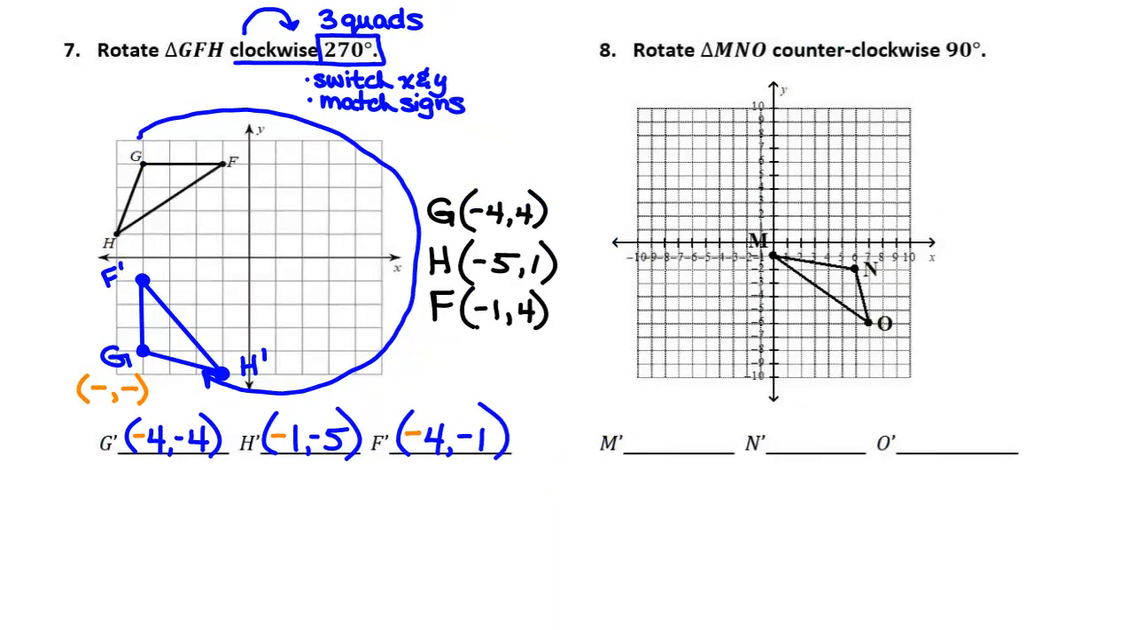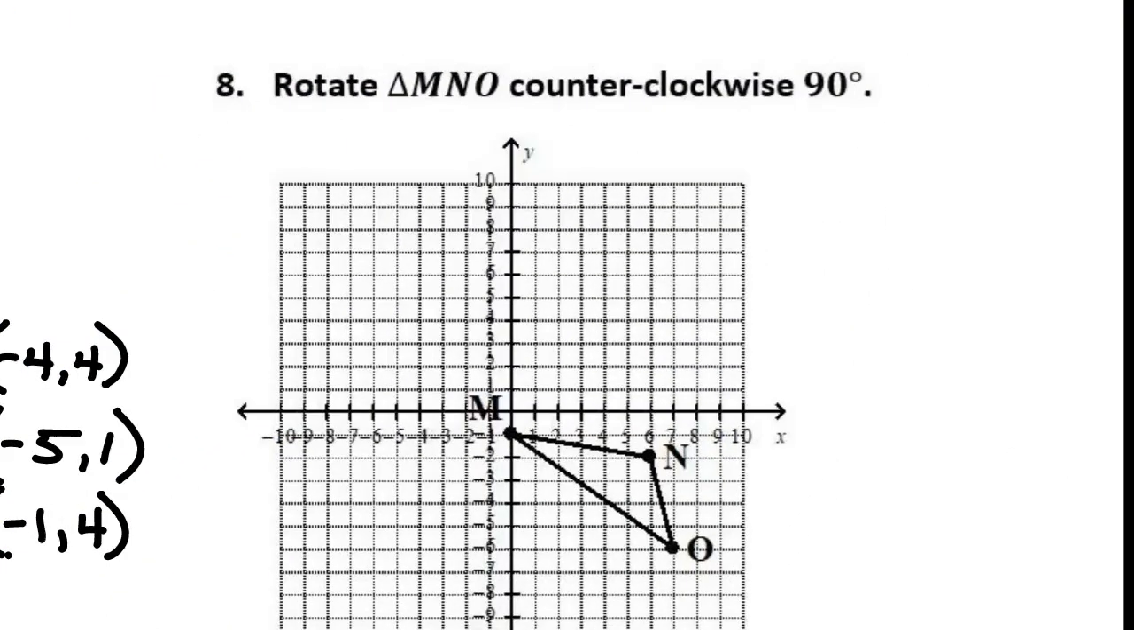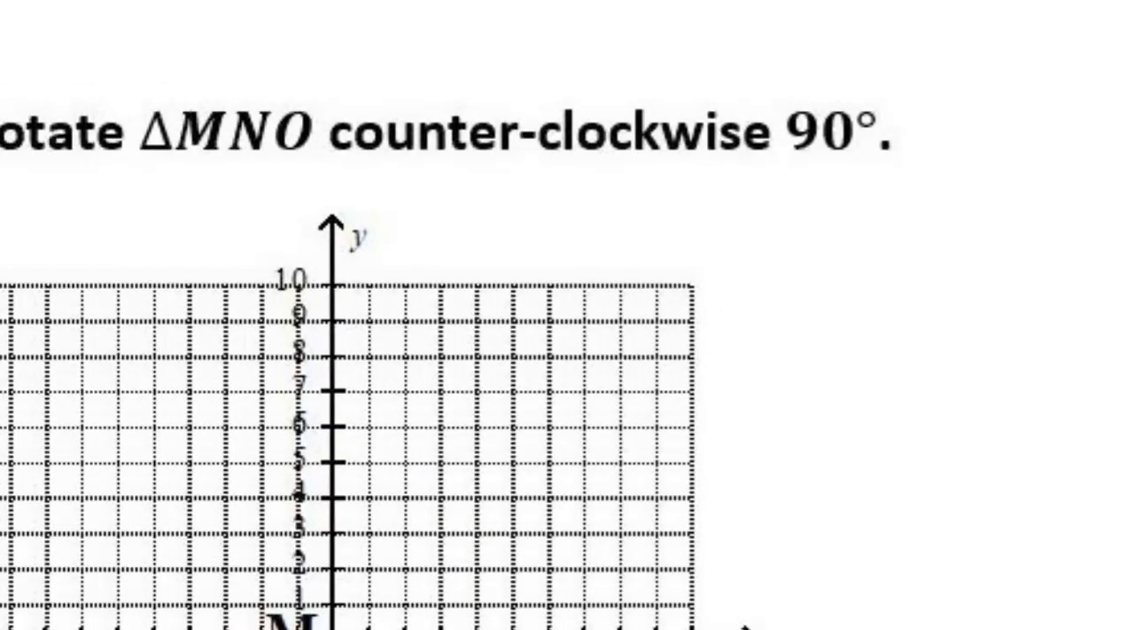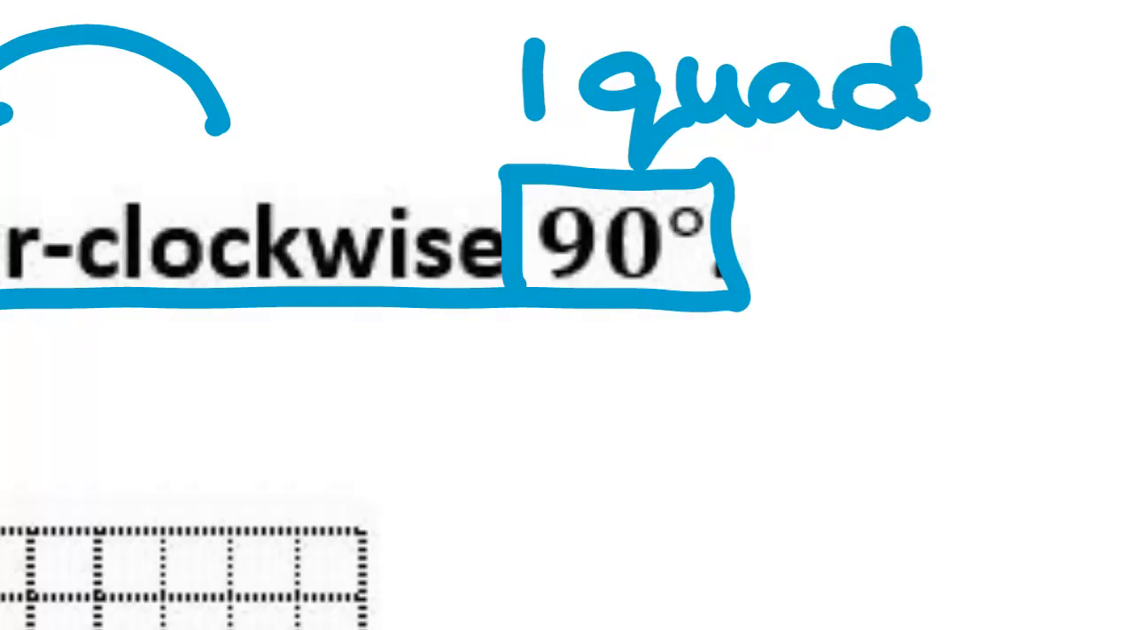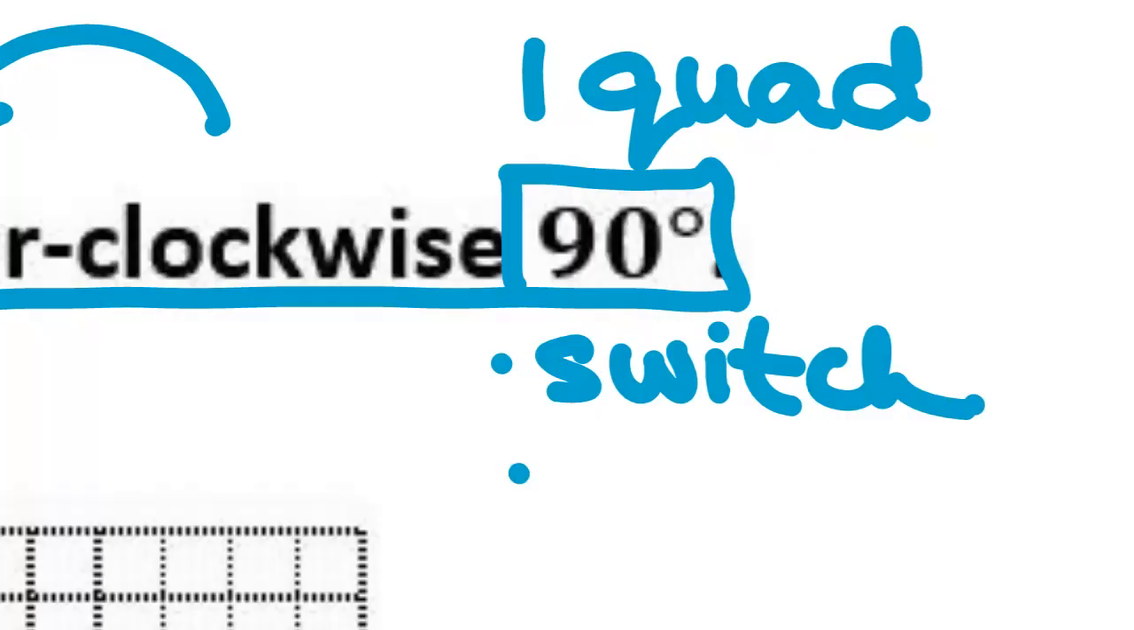Last one, number 8. This time we are going to rotate counterclockwise 90 degrees. Counterclockwise, we're turning towards the left. We're going to go 1 quadrant. Same rules for 1 quadrant and 3 quadrants. We're going to switch X and Y, and then we will match signs.